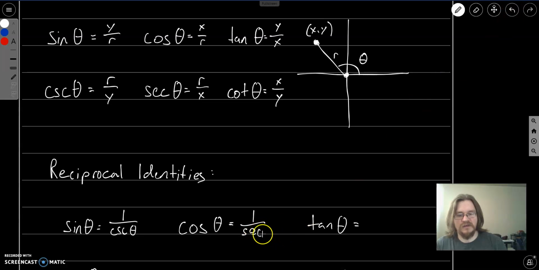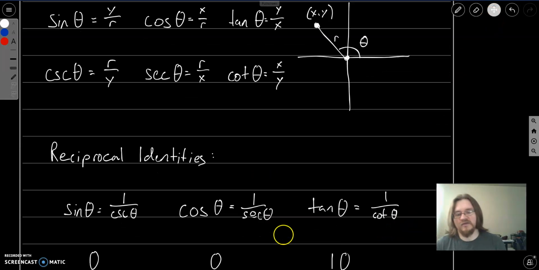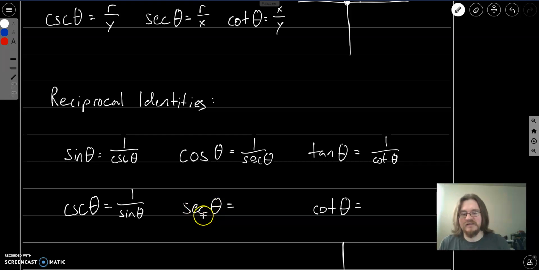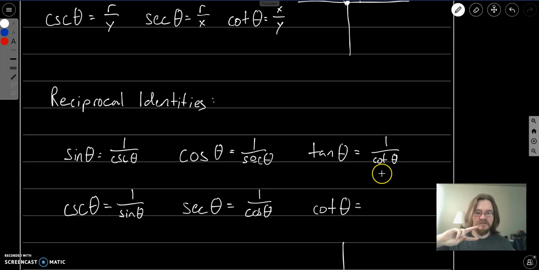of theta, and the tangent will be 1 over the cotangent. And quite often I think these are written in the other order, so we can do that as well. If the sine is 1 over the cosecant, then the cosecant will be 1 over the sine. The secant of an angle theta is going to be 1 over the cosine. And the cotangent, again, if the tangent is 1 over the cotangent, then the cotangent is 1 over the tangent.